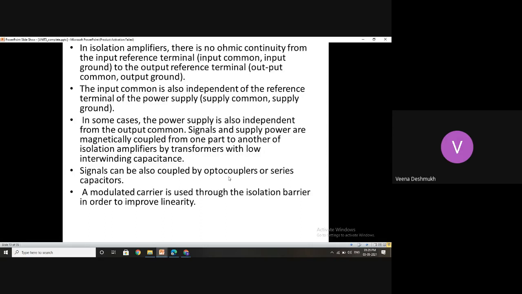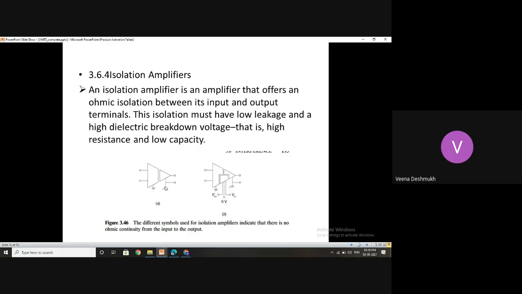So the input common is also independent of the reference terminal of the power supply. Now here you can see these reference terminals are not the common grounds. They are kept separate, separate ground for this unit, separate ground for this unit. That is what we saw in the third case.